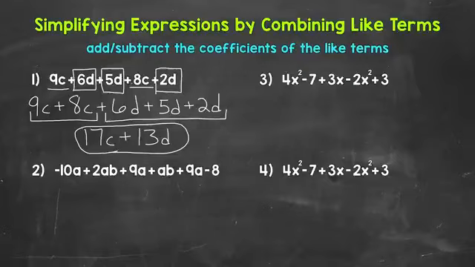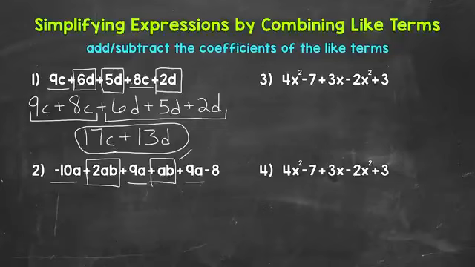So do we have any like terms that we can combine? Yes, we have negative 10a and 9a and another 9a. All 3 of those terms have the same variable to the same power, the variable of a to the understood power of 1. Do we have any other like terms that we can combine? Yes, we have 2ab. Let's box these in order to separate them, and then ab.